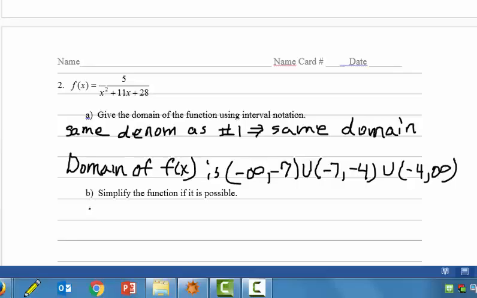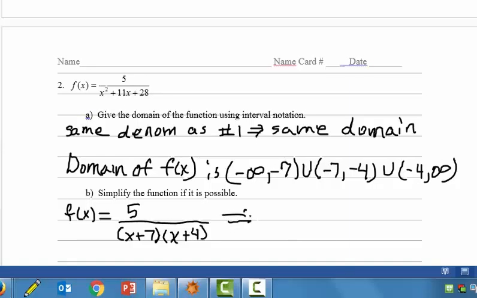All right, when we go to simplify this function, we find that we cannot simplify it. To simplify, I factor numerator and denominator. So I can't factor the numerator, but the denominator factors into x plus 7 times x plus 4, which has no factors in common with the numerator. So we can't simplify this.